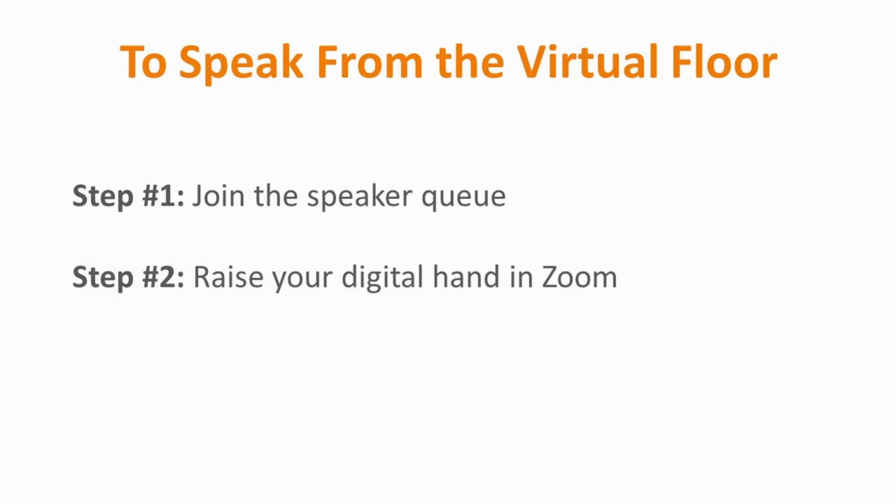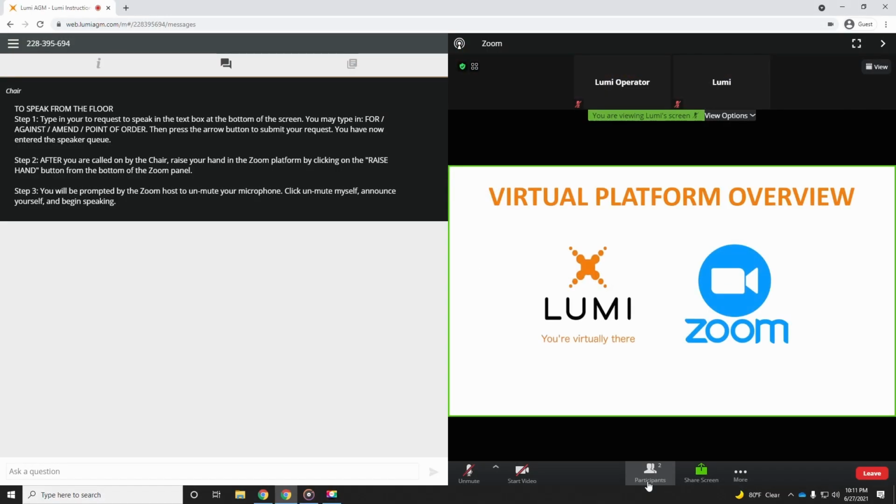If called on to speak by the chair, step 2 is to raise your digital hand in Zoom. Raising your digital hand in Zoom will make it easier for our production team to find you in the list of attendees and prompt you to unmute your microphone. To raise your hand in Zoom, go to the Zoom panel on the right side of the screen.